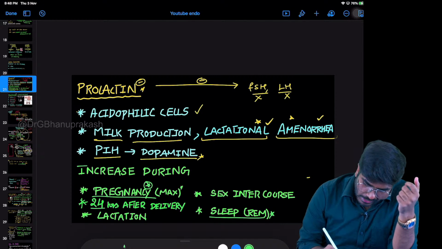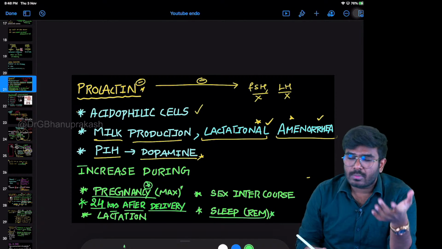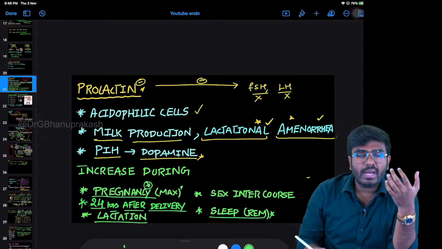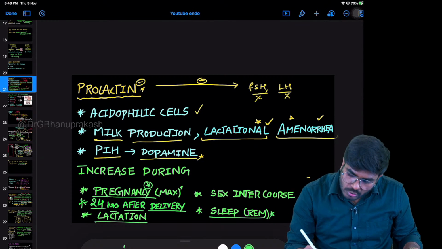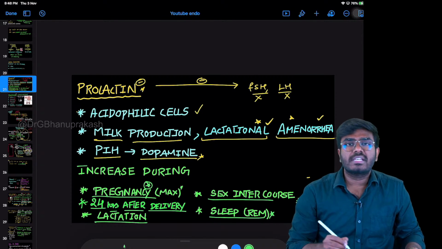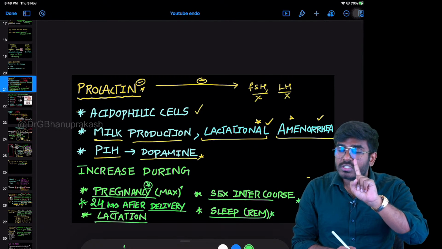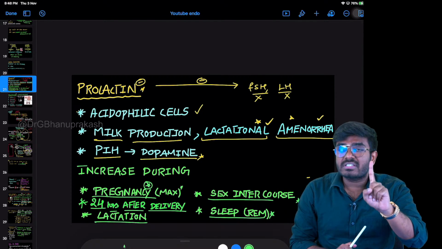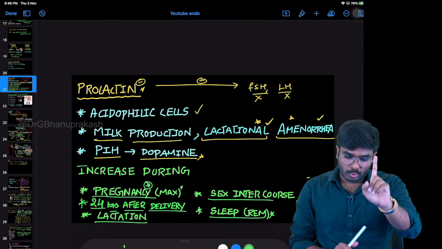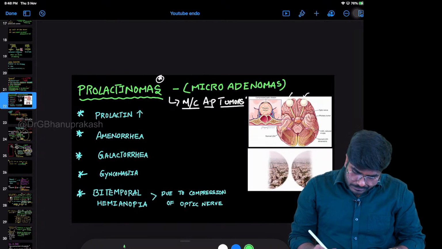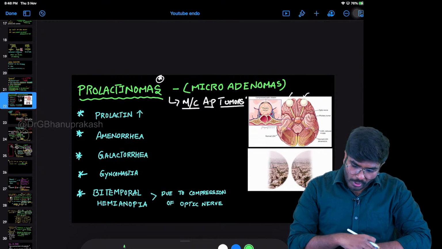And 24 hours after delivery, prolactin levels are more. True. During lactation, prolactin levels are more, and prolactin levels are also going to be more during intercourse, sexual activity. But remember, maximum prolactin levels are not seen during lactation. Maximum prolactin levels are seen during pregnancy. Don't forget it. Now, let's talk about a condition called prolactinoma.